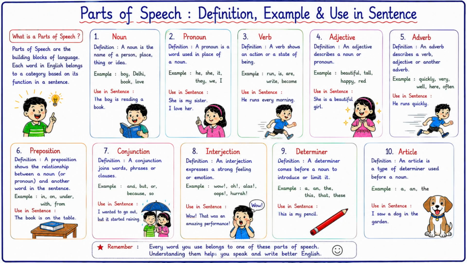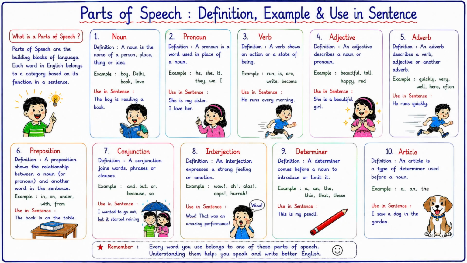Now let's look at the interjection. An interjection is a word or short expression used to express a strong feeling or emotion. For example, wow, oh, alas, oops, and hooray. For example, wow, that was an amazing performance.